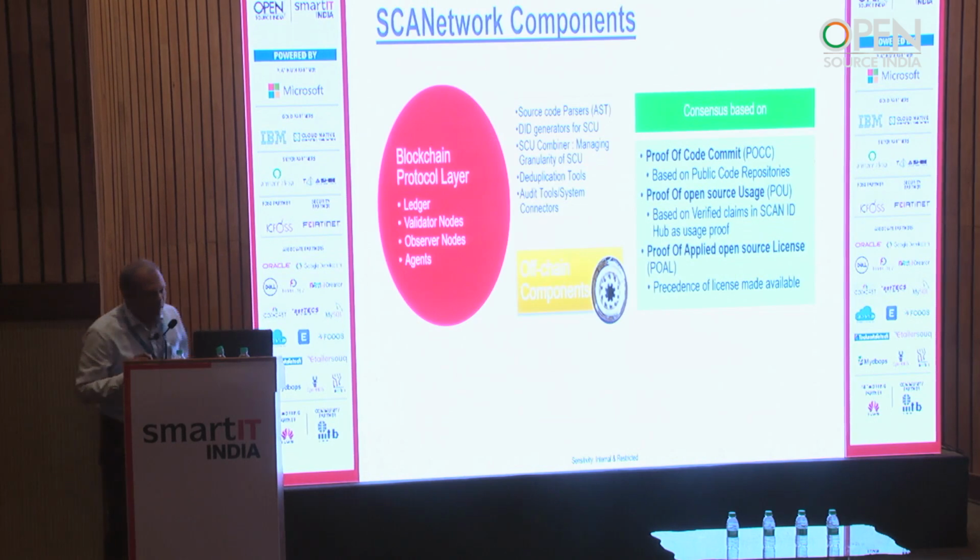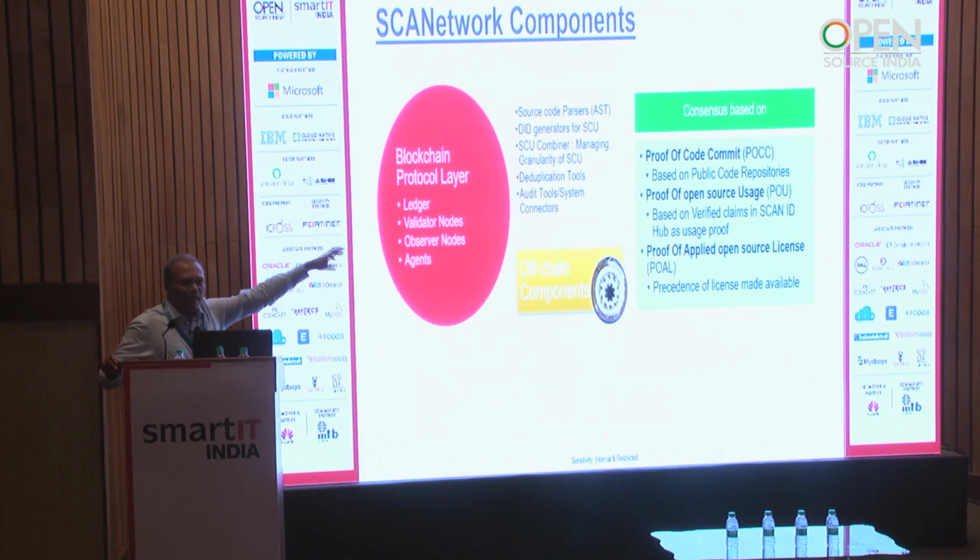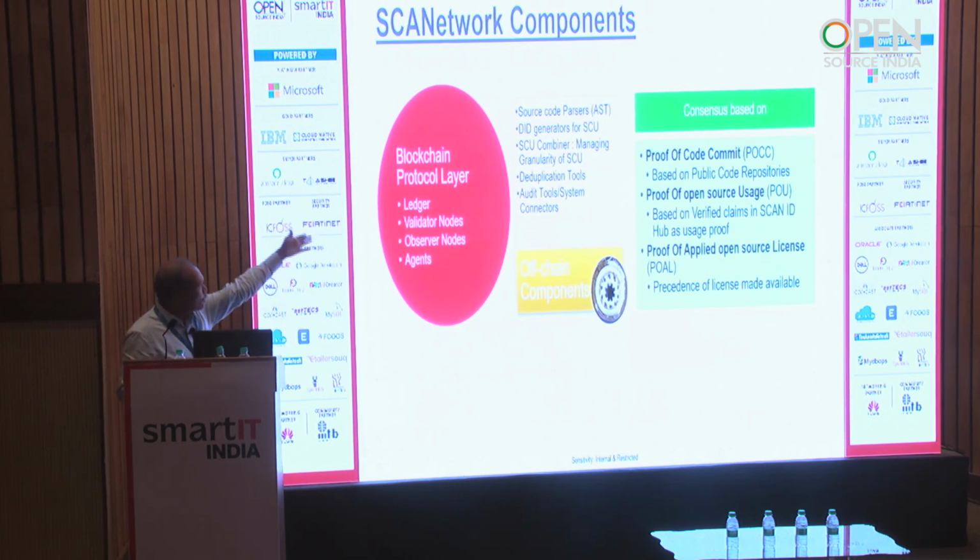One of the interesting aspects of a SCAN network is that you have algorithms like proof of commit, proof of open source usage, and even the license which is applied. So these are, apart from your proof of work and proof of authority, algorithms conceptualized so that they can work on this specific kind of network. So there are three parts: the core blockchain part, the off-chain components, and then the custom-designed consensus models that you can work on.